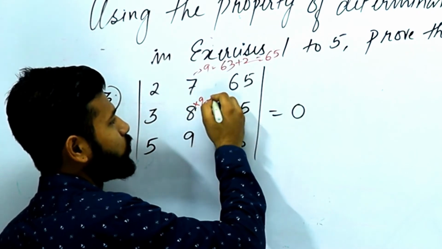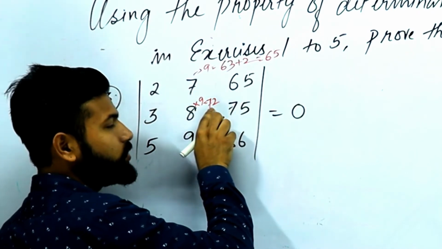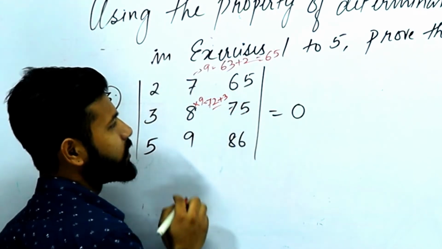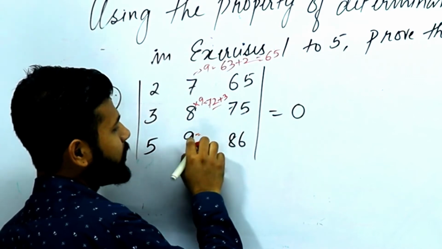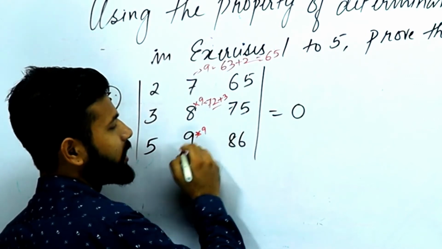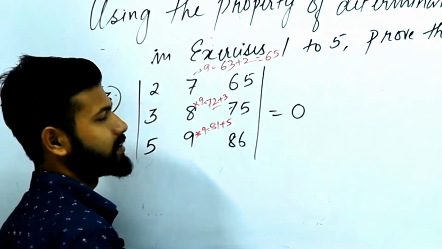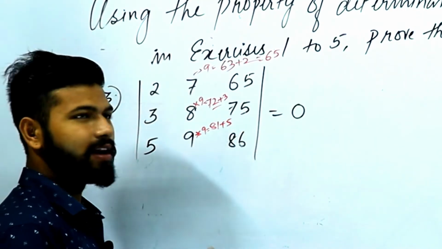8 times 9 is 72. Oh my god, 72. When 72 is again added with 3, wow, we are going to obtain 75. Yes. Now again, if I multiply 9 times 9, how much? 81. When 81 is added with 5, you can see you can obtain 86. Can you see the similarity?